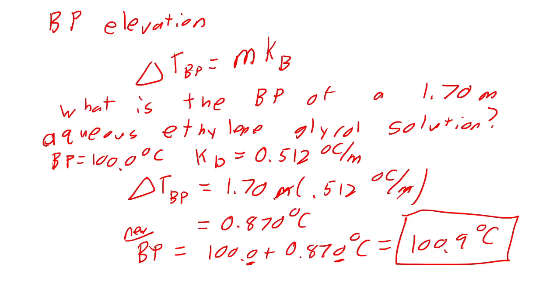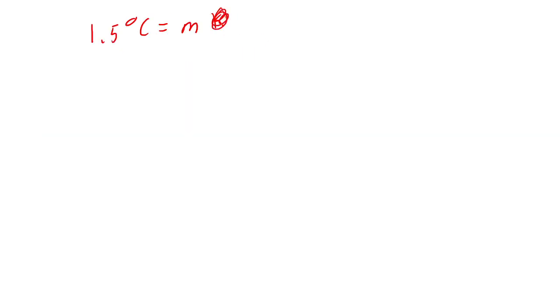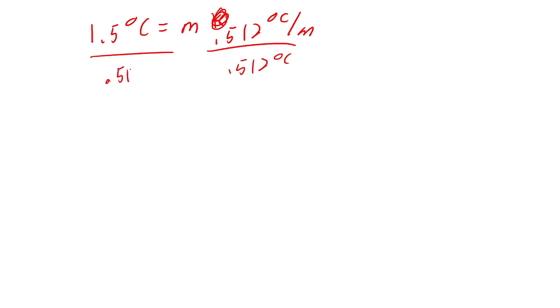And just because I've said that much, I might as well show what that would look like. So that would mean we would have 1.5 degrees Celsius equals molality times Kb, which was 0.512, because we're working with water here. So if we were to do that, we would have to divide both sides by 0.512 degrees Celsius per molal. This would all cancel. And I would be given that I need my solution, if I want to raise it that much, to be 2.93 molal.